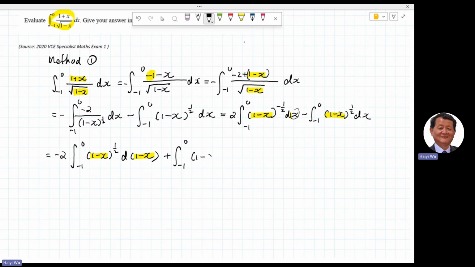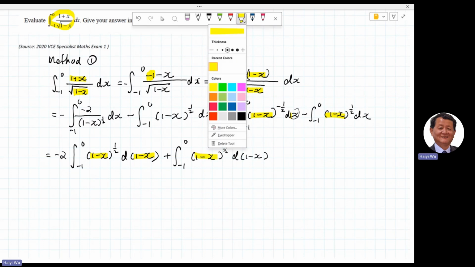So -1 minus -x half becomes 1 minus x. So now we can integrate it pretty simply.